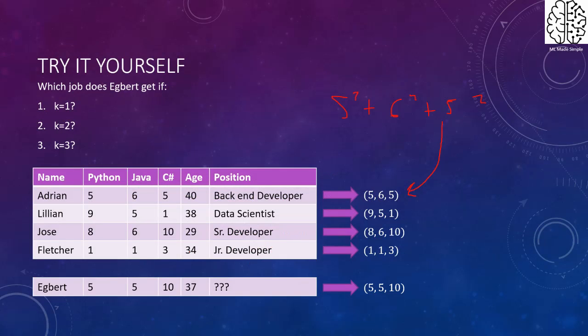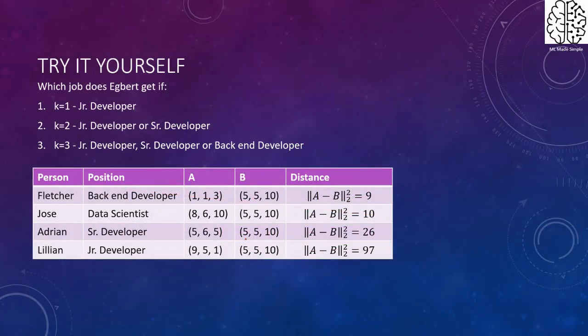Fletcher is a junior developer. He's most similar to Fletcher, so we can assign him the role of junior developer. And if k is 2, we have a senior developer or junior developer, and we can pick a random one. And if k is 3, we have a junior developer, senior developer, or a backend developer. And that's how we can classify him into a job based on his experience.